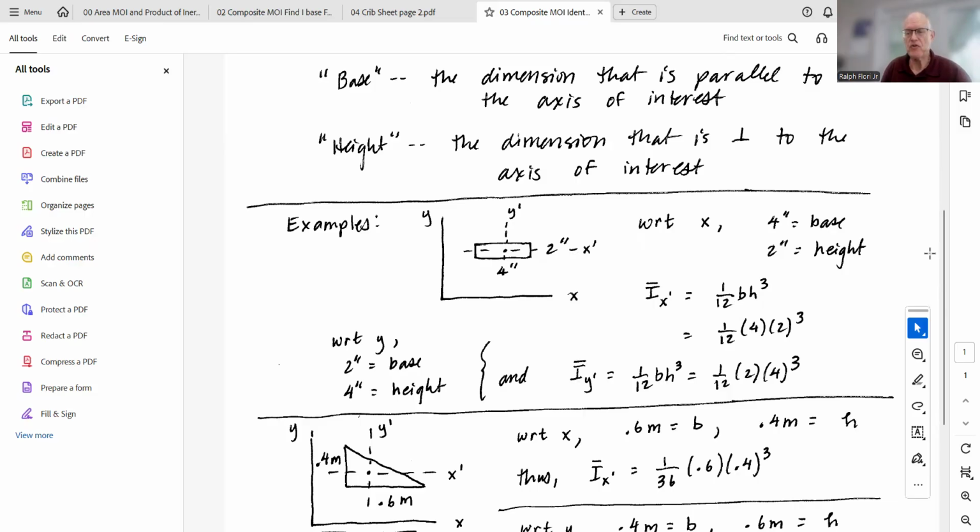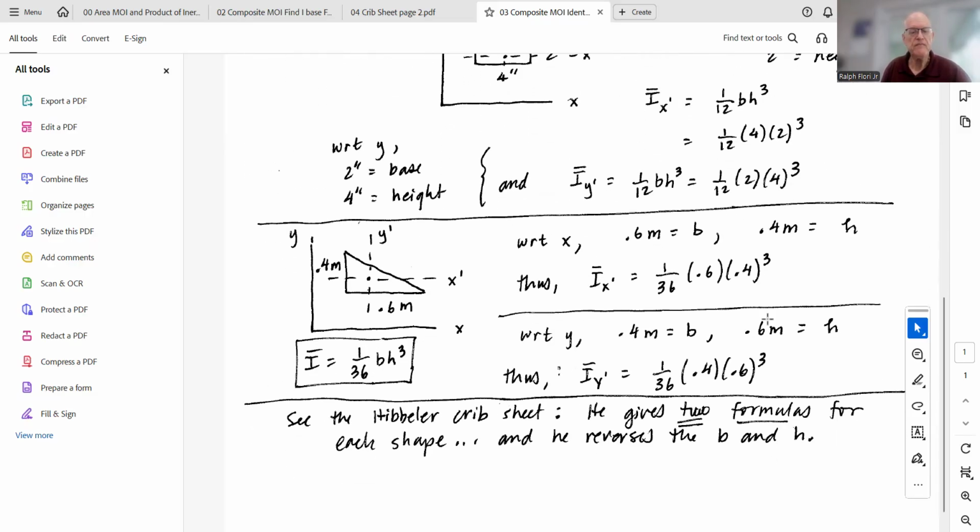This also happens with the triangle. So you come to a triangle. I have a triangle here that's 0.4 along the vertical edge and 0.6 along the horizontal edge. It's got a centroid. It's got an x prime and a y prime. The I bar we're going to use for this guy is 1/36 BH cubed. So which is the base and which is the height? Well, it depends on the axes about which you're finding the moment of inertia.